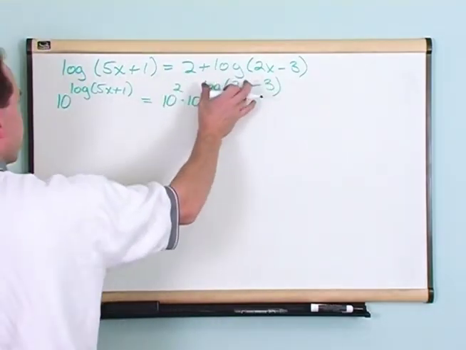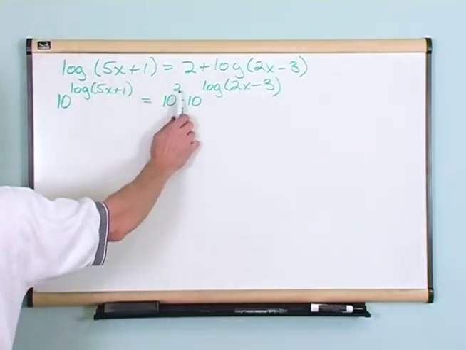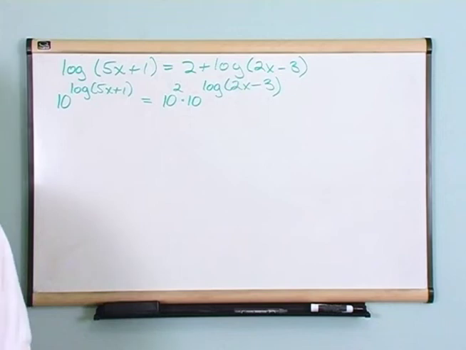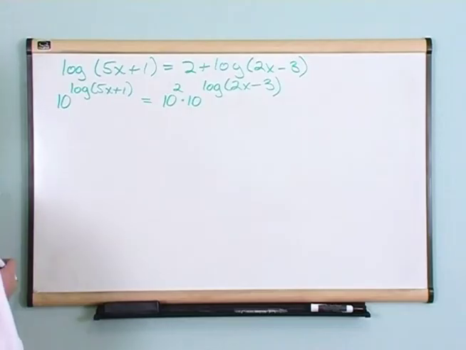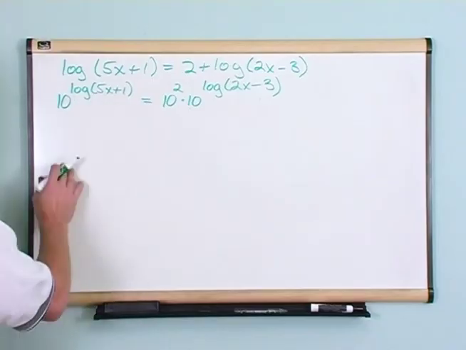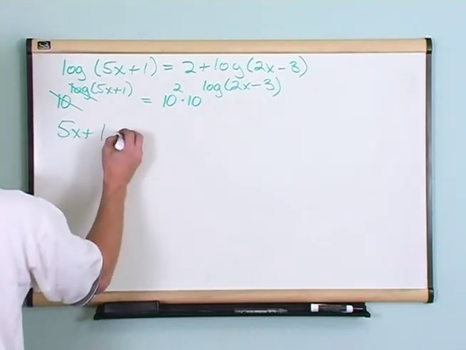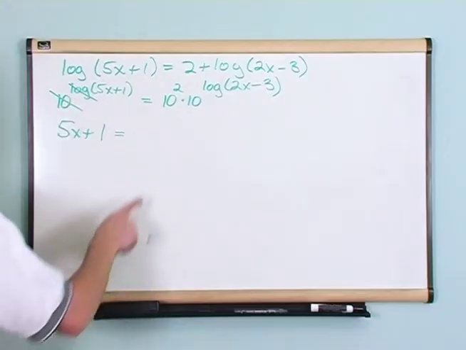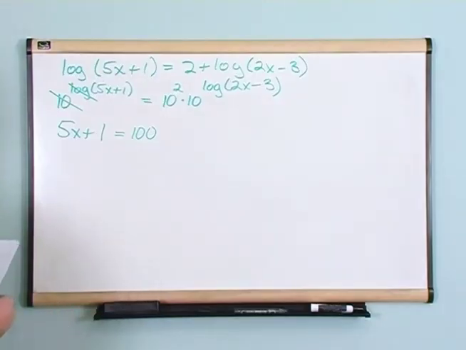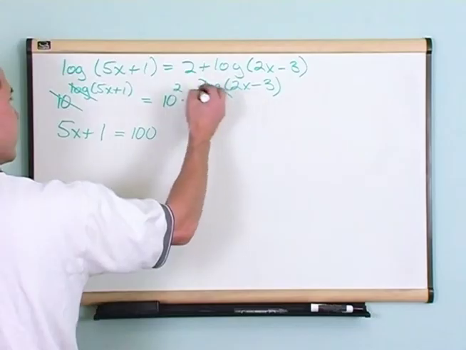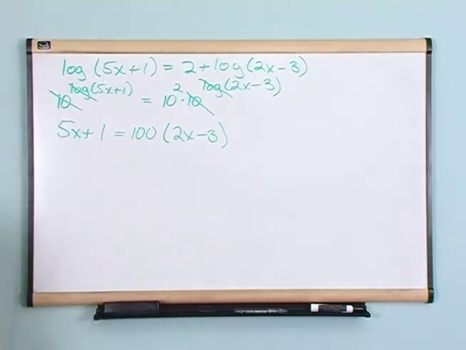All I did was I raised the right-hand side to the power of 10, but because it's an addition, I can do it this way, because notice that since the base is the same, I can just add these exponents together, and I'll get what I have there. So I just skipped a little tiny step and wrote it a little bit different like that. Notice on this side, the log will cancel with the exponential, so I'll have 5x plus 1 on this side. That's the whole reason I did that. On the right-hand side, I'll have 100. That's 10 squared, okay? And then this log is going to cancel with this 10. So I'm going to have 2x minus 3 on that side.